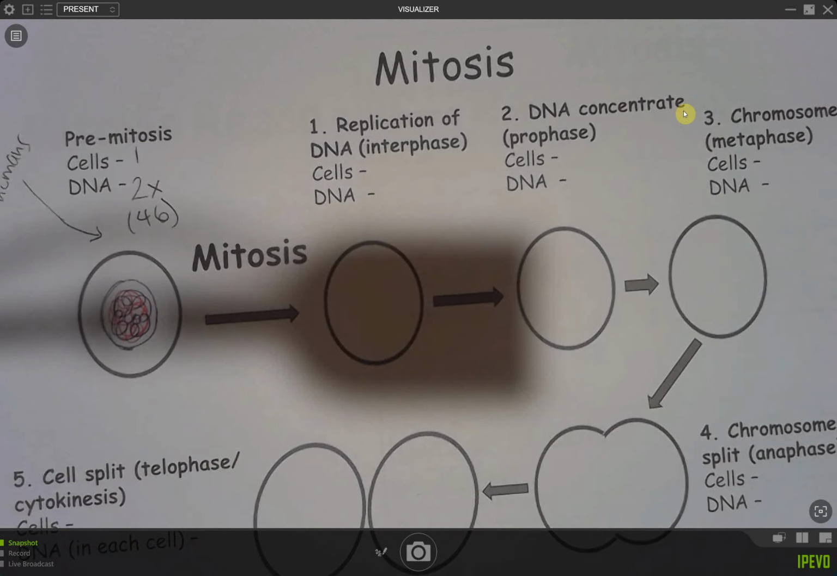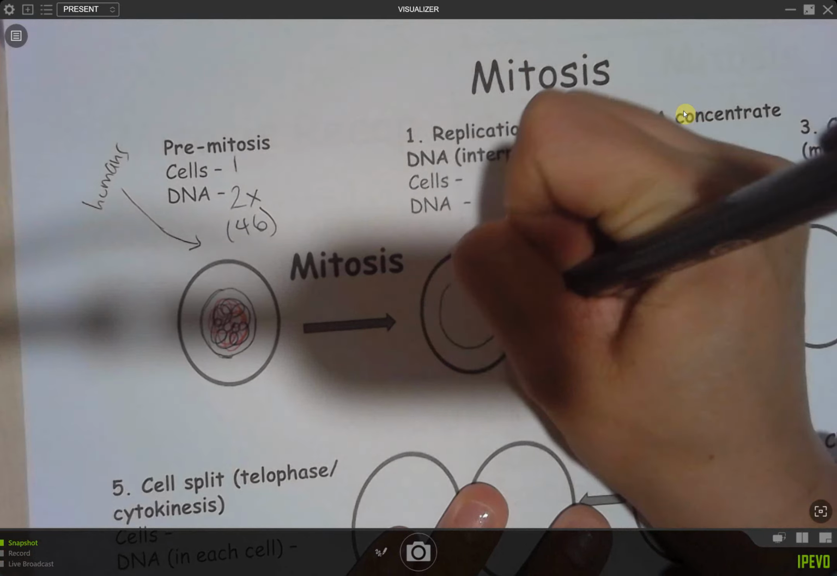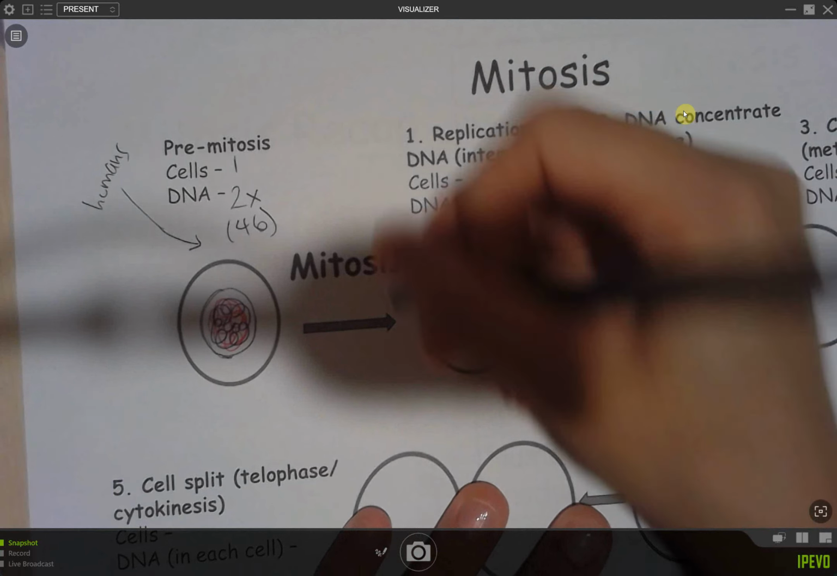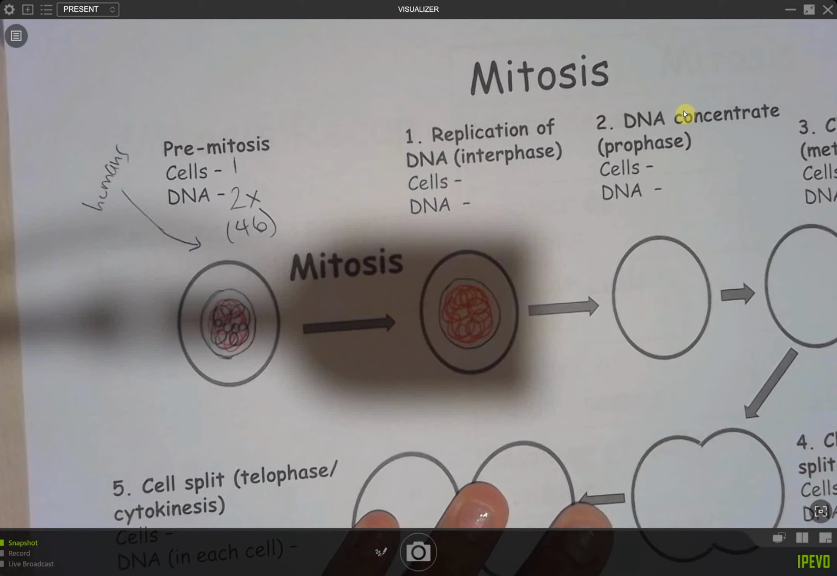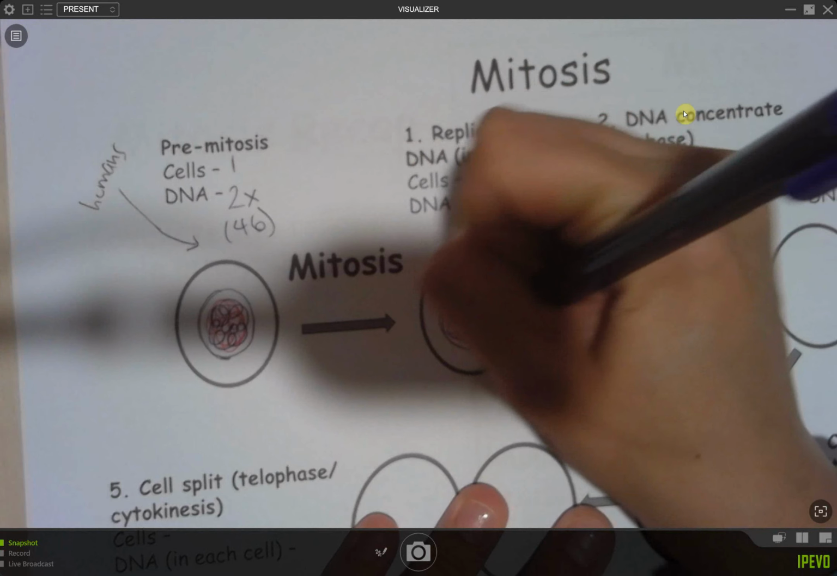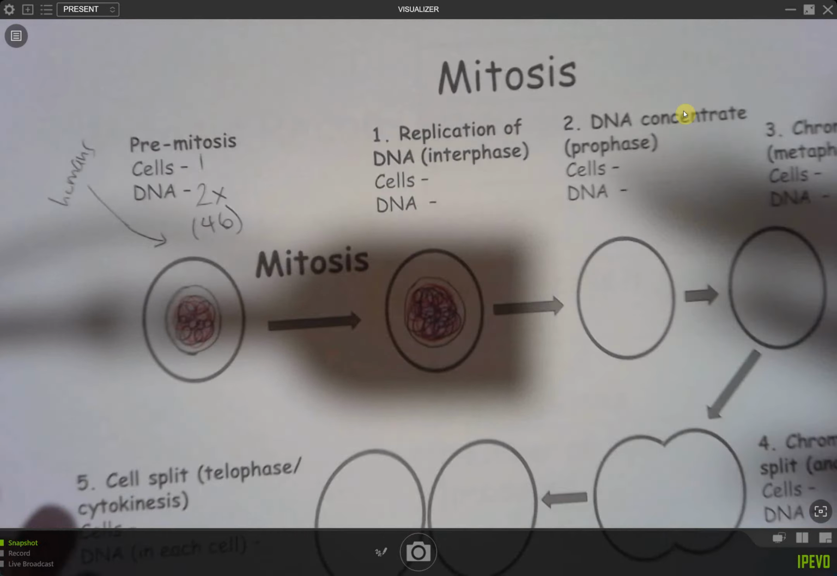All right, cool. So when our cell then enters mitosis, the first thing is that it's going to replicate the DNA. With that replication process, we are basically doubling the amount of DNA that's possible. So I'm going to draw that as basically more squiggly lines, so that way it looks more dense inside the cell.